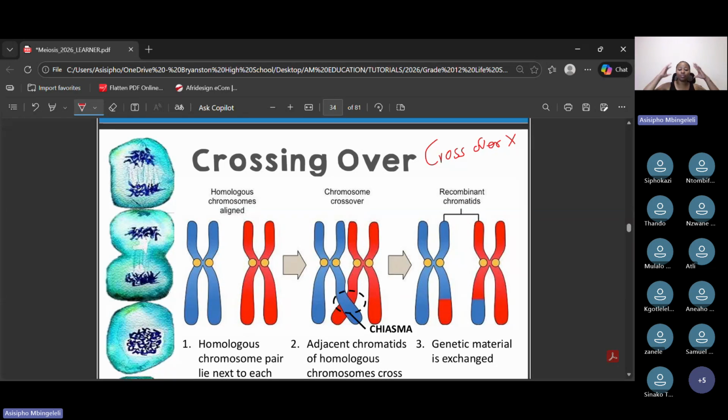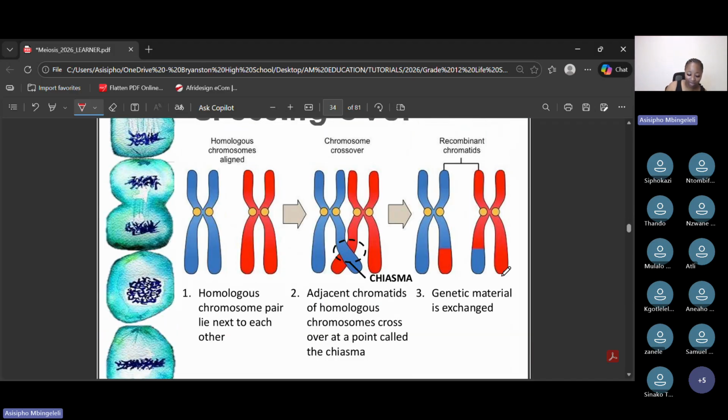Now we need to remind ourselves of how this process takes place. Remember, we are saying our chromosomes are in pairs and chromosomes are replicated at this particular phase. So the first thing that is going to happen is the homologous chromosome pairs are going to lie next to each other. So it'll be one chromosome from the father, one chromosome from the mother, and they are a pair. Remember what makes them a pair? Same size, height, centromere in the same position, genes in the same position.